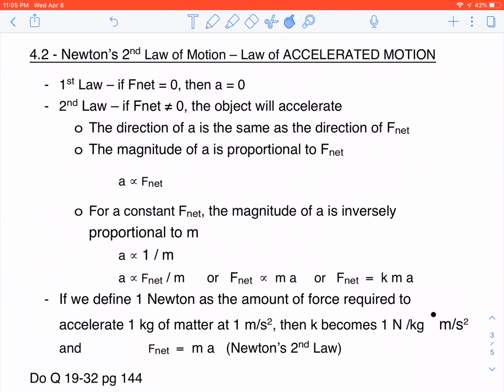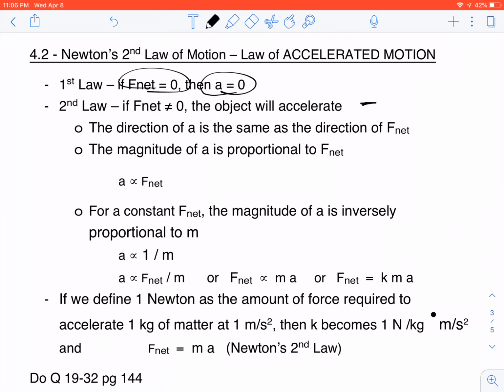Now, the first law says if an object has no unbalanced forces, then it will not accelerate. In other words, if F net equals 0, acceleration will be 0. The second law says if the F net is not 0, then the object will accelerate. As soon as I apply an unbalanced force to an object, it's going to respond by changing its velocity, which is what acceleration is, change of velocity over time.